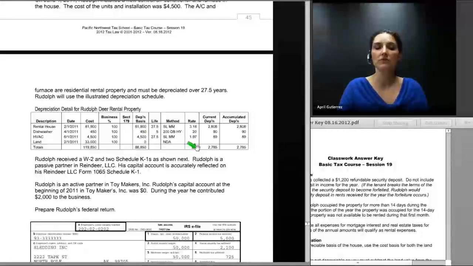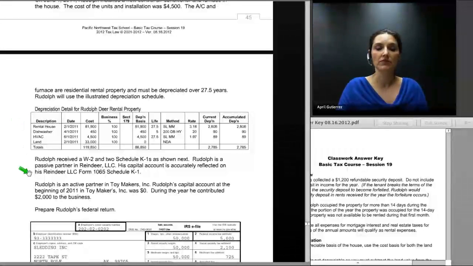So the total depreciation that Rudolph will be able to enter on his Schedule E is $2,785, but because he has 3 separate assets that were placed in service for use in his rental property during the year, he's going to need to complete a Form 4562 as well. And don't forget, when you're completing the 4562, that there is space on page 2 that is provided for mileage information on his vehicle, and you will need to complete page 2 of that form.